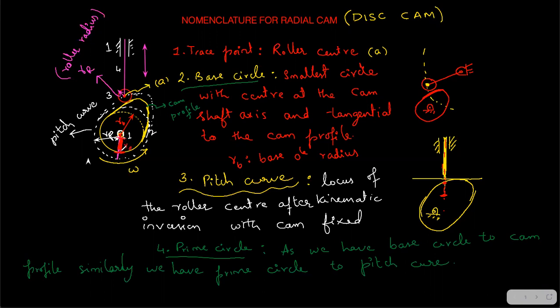So RP will be RB plus, what is the middle one? The middle one is actually this length, right? The radius of the roller. Look at it carefully, you'll understand it. I'm going to write the equation right away. Fine. So the equation will go such that prime circle radius is equal to base circle radius plus roller radius. So this is a very important equation when it comes to solving problems.